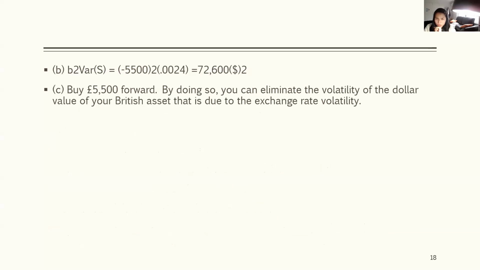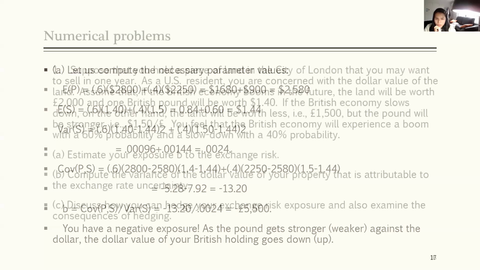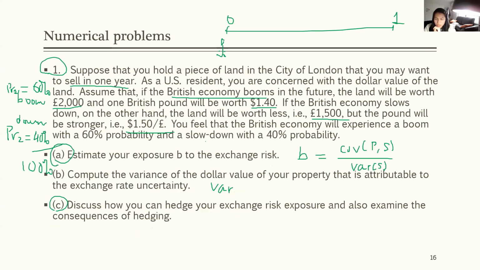So from the beta that we computed before, in the second question we are asked to compute the variance of the dollar value of your property that is attributable to exchange rate uncertainty. Okay. So if you think about the variance of the entire portfolio as a big circle like this, then what you want to capture is the part of the variance that is only attributable to exchange rate movement.